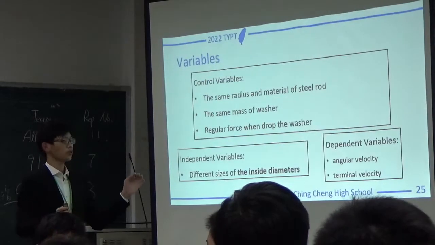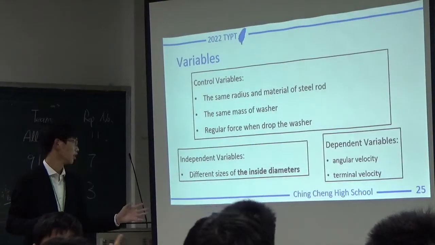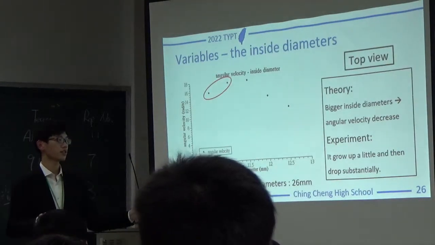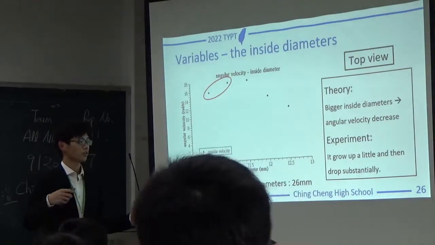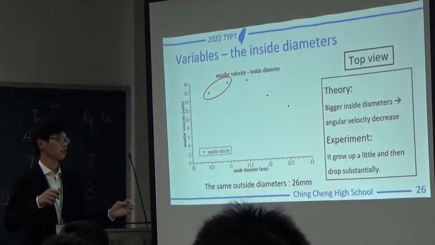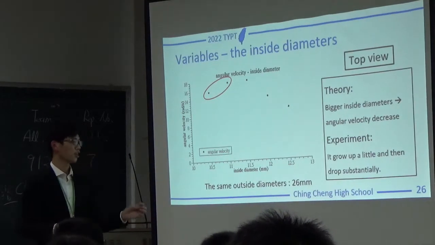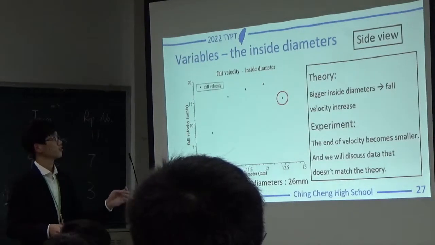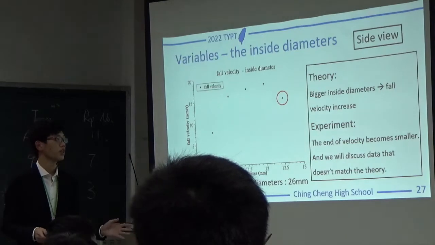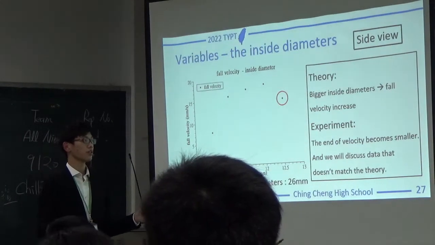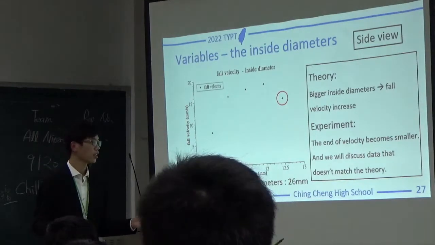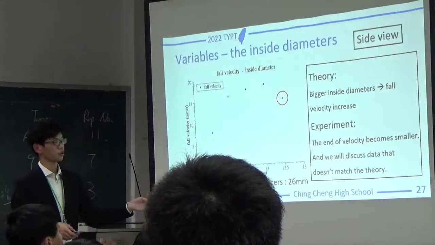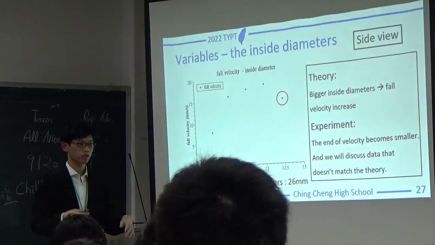Here comes our first parameter, the inside diameter. In our theory, we found that bigger inside diameters will lead to a decrease in the angular velocity. But in our experiment, it grows up a little and then drops substantially. We can get the falling velocity of this from a side view. In our theory, bigger inside diameters will let the falling velocities increase. From the experiment, the end velocity becomes smaller, and we will discuss the data which doesn't match the theory in our discussion part.